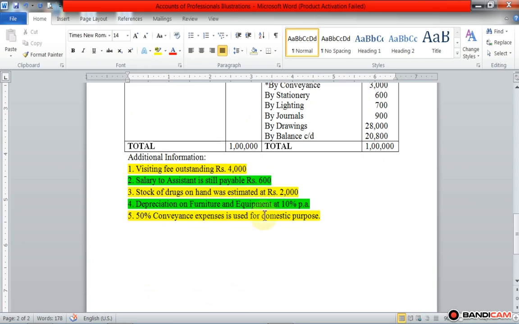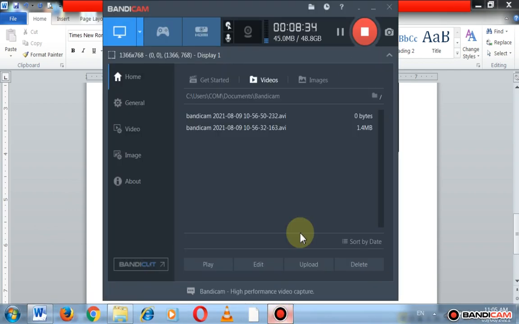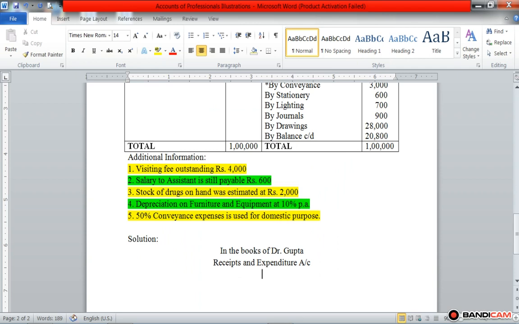Solution. In the books of Dr. Gupta, receipt and expenditure account for the year ending 31st March 2020. Debit side, credit side.